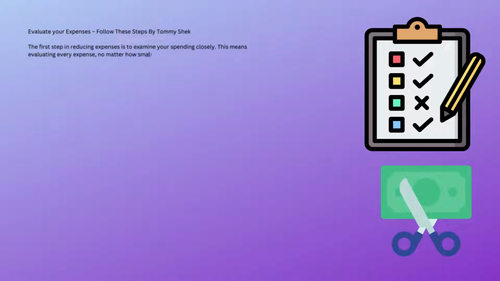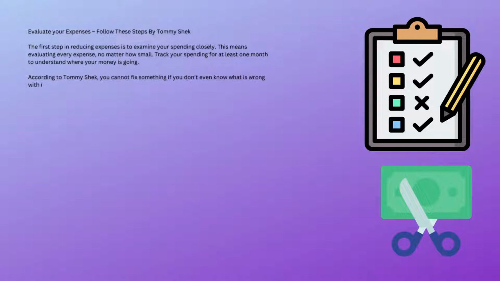Evaluate your expenses. Follow these steps by Shek. The first step in reducing expenses is to examine your spending closely. This means evaluating every expense, no matter how small. Track your spending for at least 1 month to understand where your money is going. According to Shek, you cannot fix something if you don't even know what is wrong with it. Therefore, you must clearly understand your business's spending habits before you can begin cutting costs.